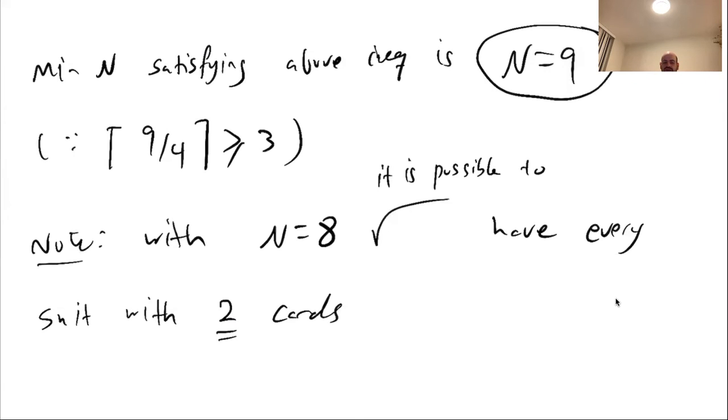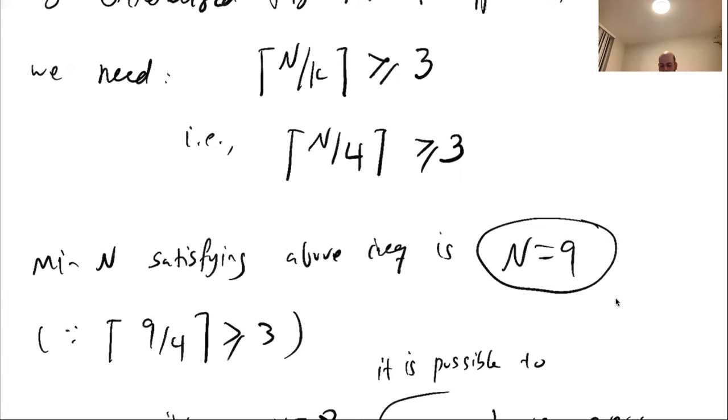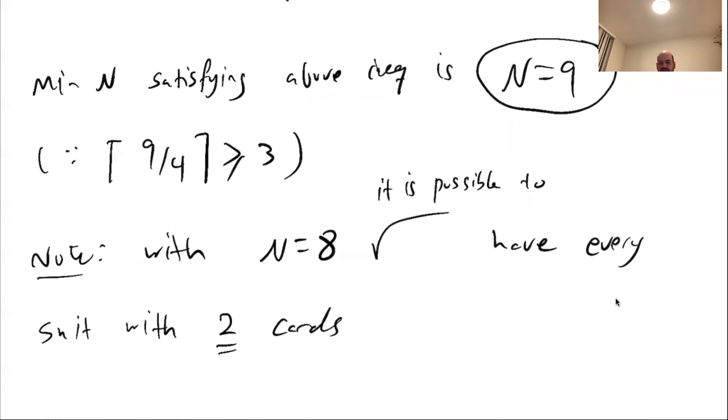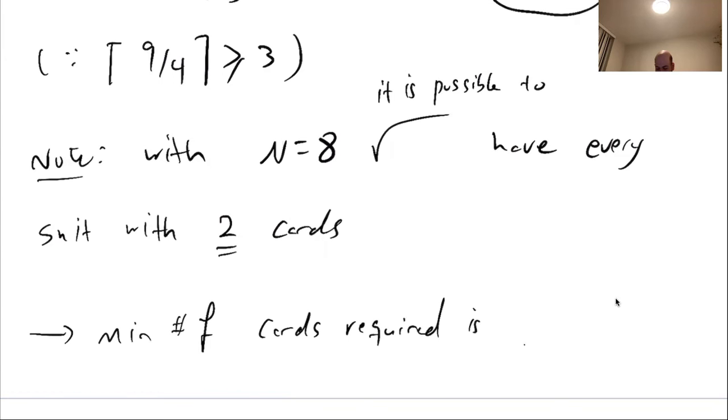Okay, so we cannot have such a guarantee, but for n equals 9, we can have a guarantee of at least 3 cards having the same suit, or in other words, at least one suit having at least 3 cards on it, by the generalized pigeonhole principle. So the minimum number of cards required is n equals 9. Okay, so this is for part A.